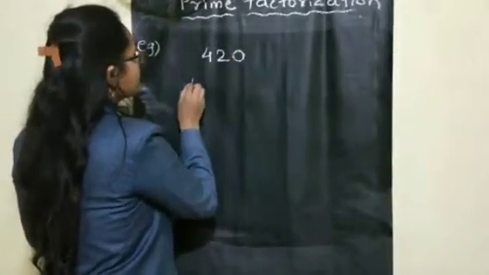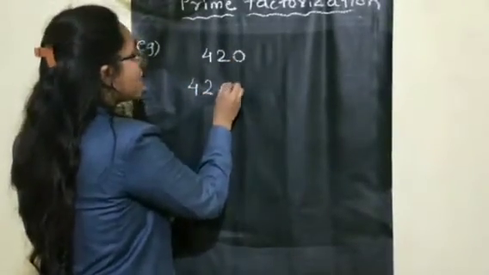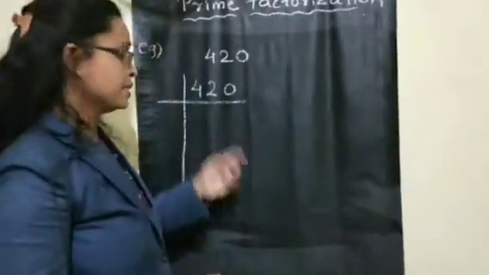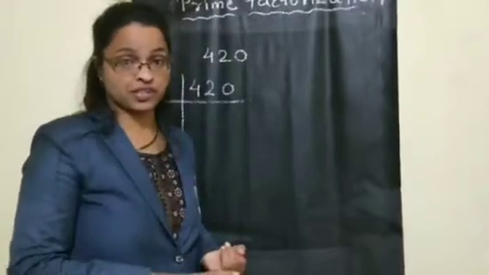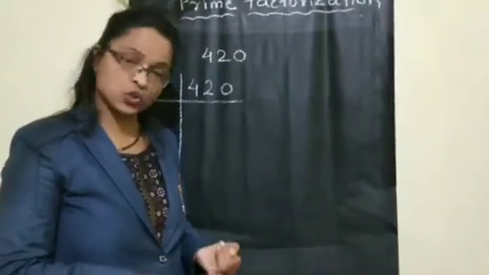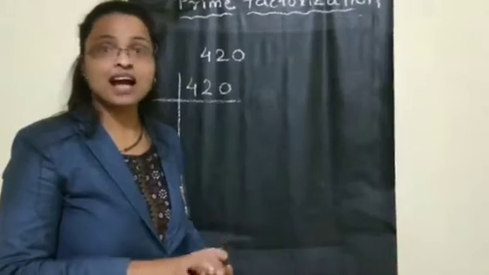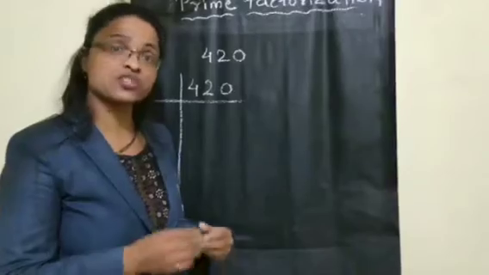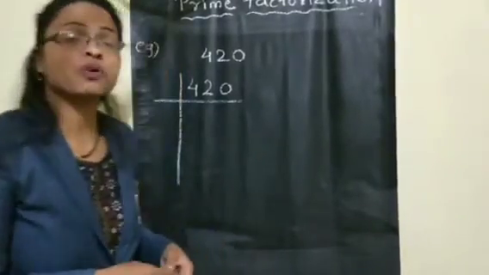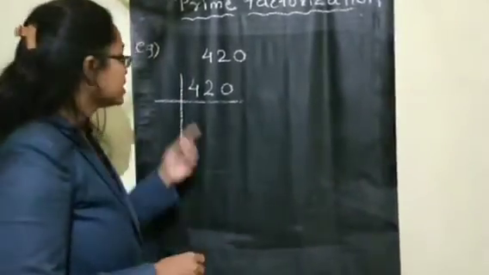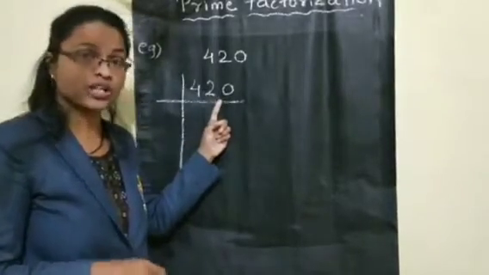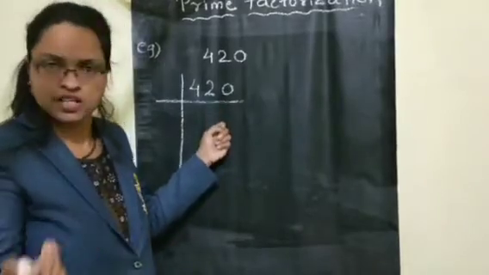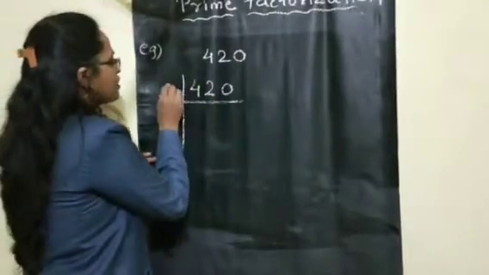420. Now let us find out the factors of this. How to find out the factors? We have to divide this number with the prime numbers, children. Which are the prime numbers? 2, 3, 5, 7, 11 and so on. But always start with the smallest prime number. The smallest prime number is 2. See whether you can divide with 2 or not. If it is not divisible by 2, then go for 3. If it is not divisible by 3, then go for 5 and so on. So let us start with 2 first.